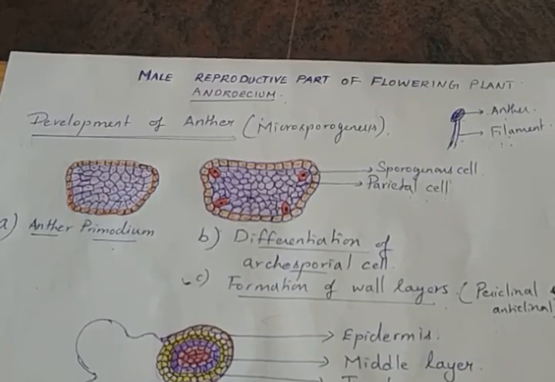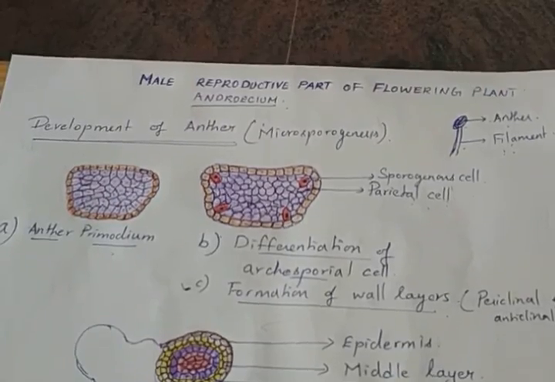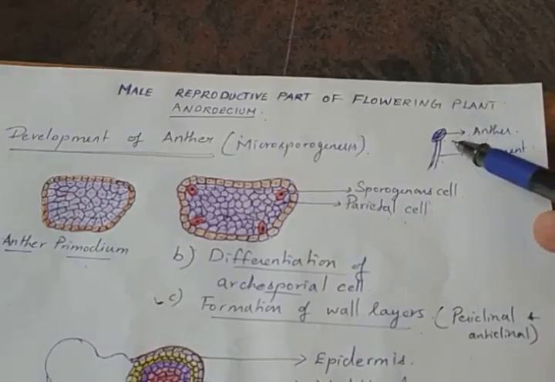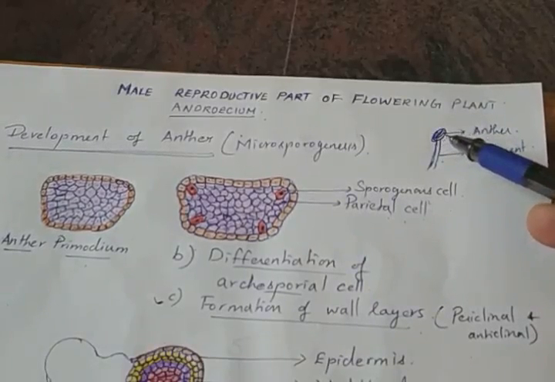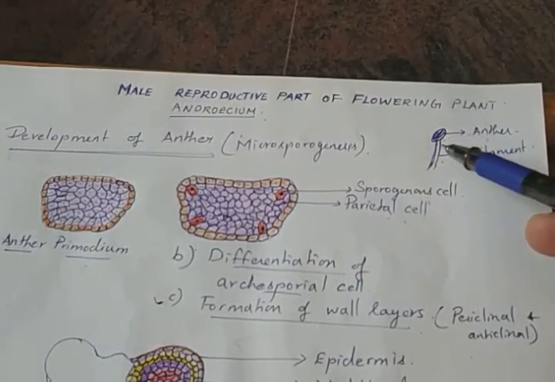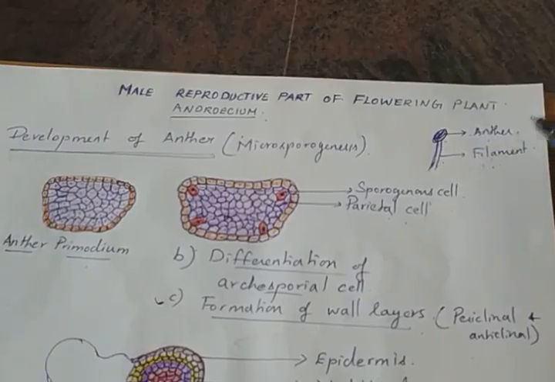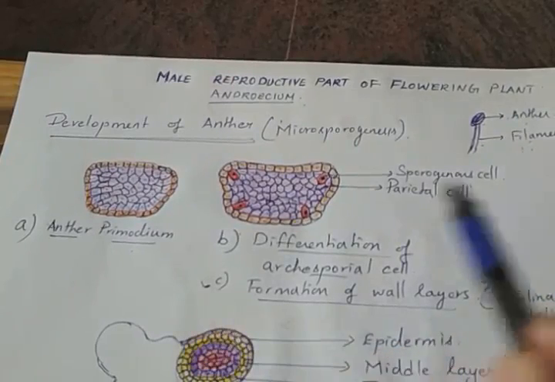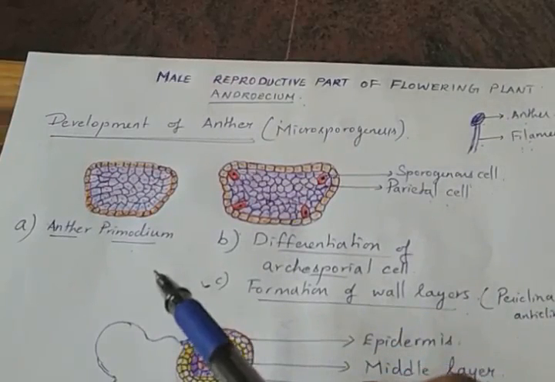If you look at the male reproductive organ, the androecium, you can see two structures in it. One is the bag-like structure that we call the anther, in which the pollen grains are laden. Then there is a stalk-like structure that we call the filament. Now we are going to see how the anther develops in the plant.